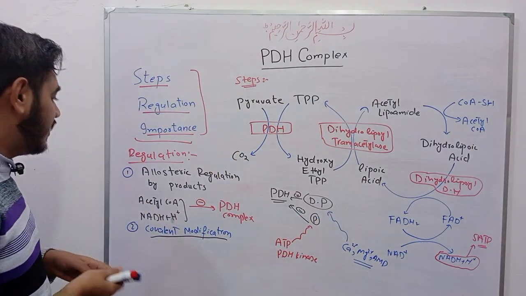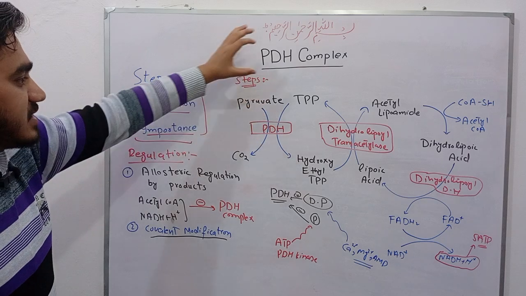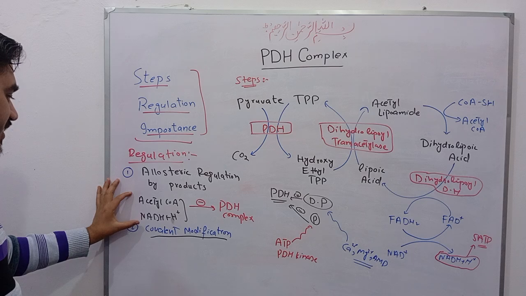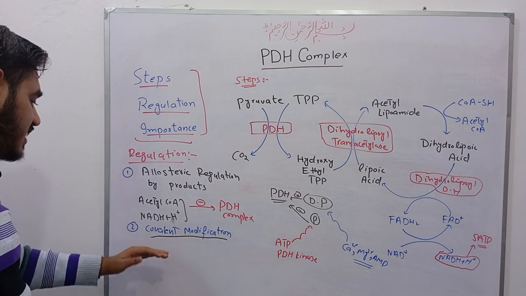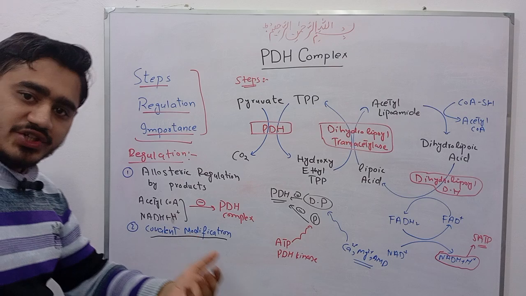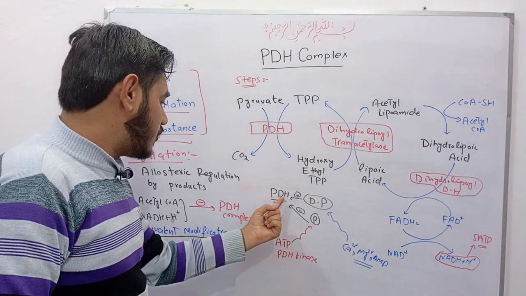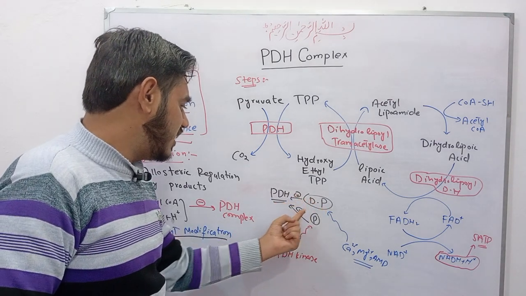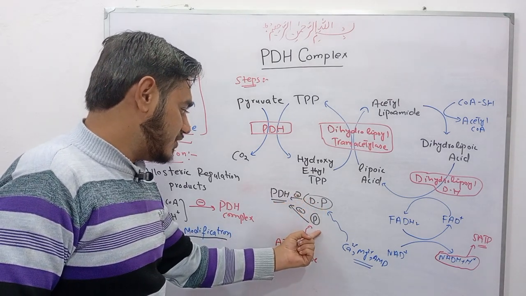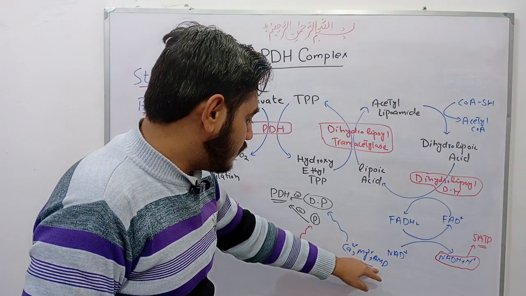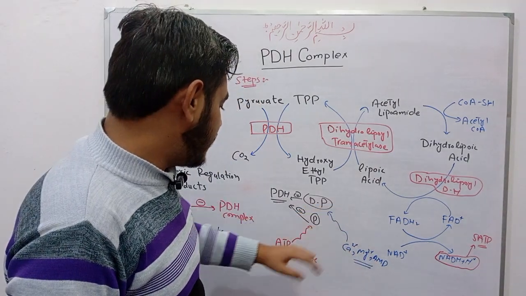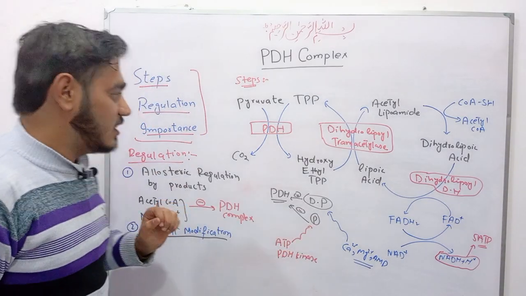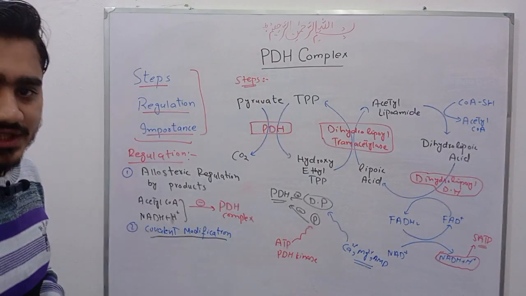And in this way, the regulation of the pyruvate dehydrogenase complex takes place. Allosteric regulation by products: acetyl CoA and NADH inhibit the pyruvate dehydrogenase complex, and covalent modification through phosphorylation and dephosphorylation. This complex gets activated in the dephosphorylated condition and gets inhibited in the phosphorylated condition. Calcium ion, magnesium ion, and adenosine monophosphate favor one state, and ATP and pyruvate dehydrogenase kinase enzyme favor the other state.